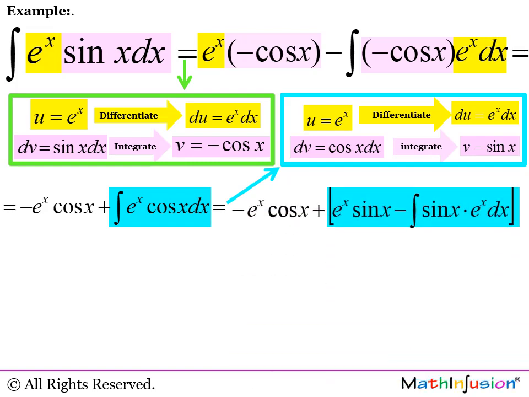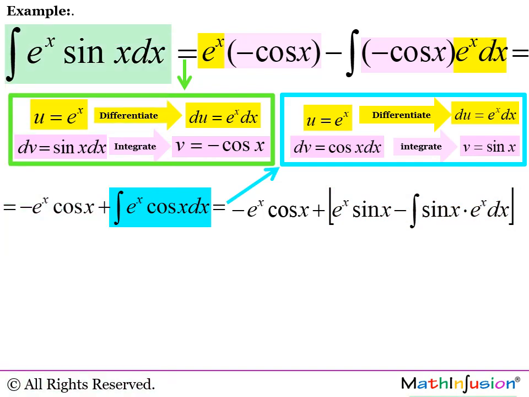Again, the setting, the diagonal. So I get, just look at the brackets, e to the x sine x minus the integral of sine x e to the x dx. And don't forget to copy the negative e to the x cosine x from before. So now I'm done with integration. Now I'm going to do some algebra.